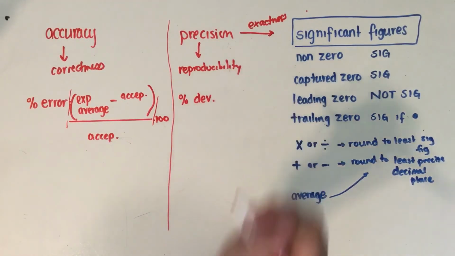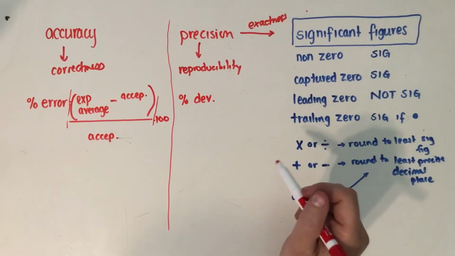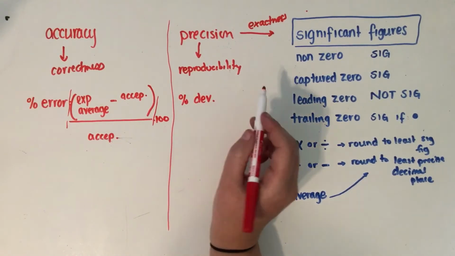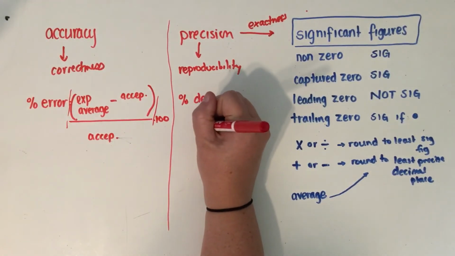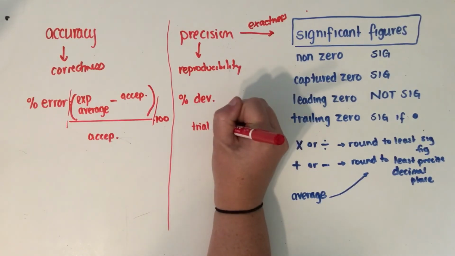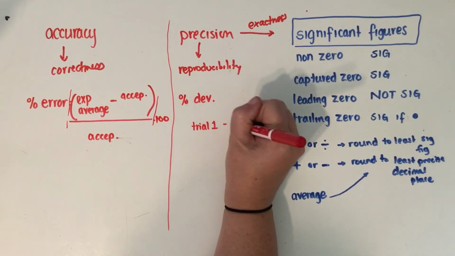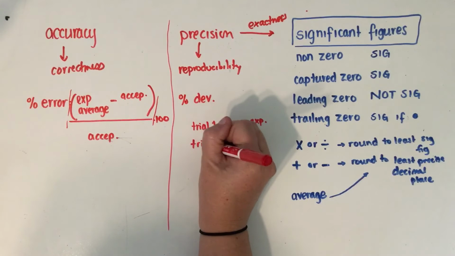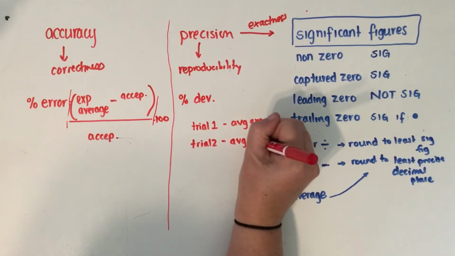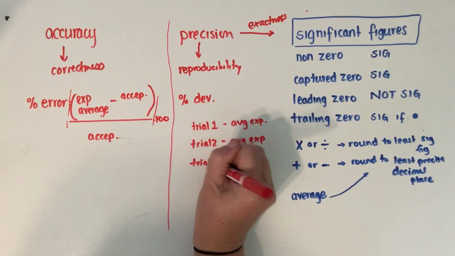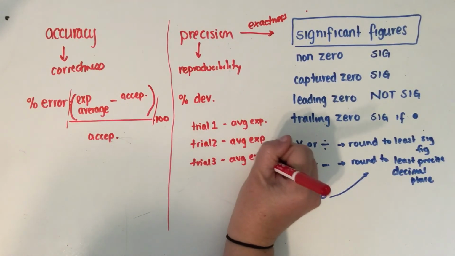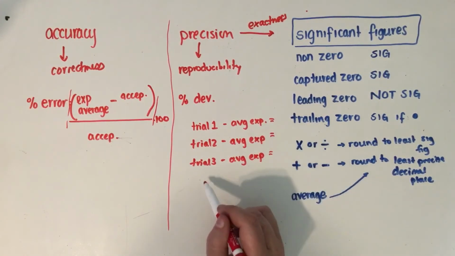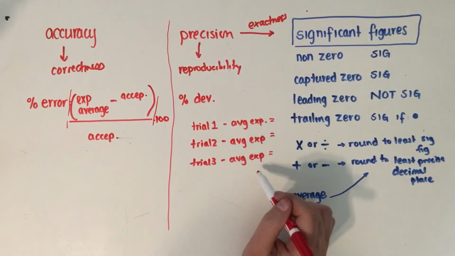Very similar to that would be our precision reproducibility, but there we usually do something called a percent deviation. And in class at some point we'll do an example of this together, but just so you kind of preview it again, if we're looking at our percent deviation, what we actually need to do is figure out for each trial how far it is from the average of our trials. So trial 1 minus average experimental. And then we figure out the same thing for trial 2, trial 3, and again we just keep going for each of the trials that we did. And we get a deviation, or how far each of the trials is from our average experimental value.